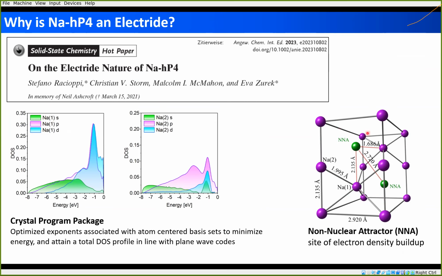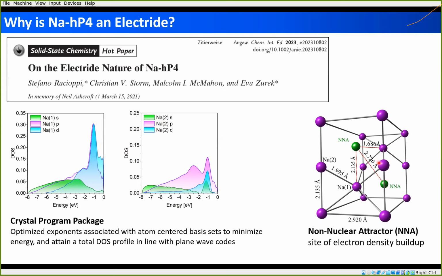Okay, so here we show the sodium HP4 structure in a bit of a projection view, and these purple dots are the sodium atoms, and these little green dots are, well, one can calculate, sites where you have non-nuclear attractors, but they're also sites where you have the buildup of the electron density localized in these states. And this is why the sodium HP4 would be considered an electride. Here you have kind of anions that would be centered around these positions that are electrons, and then you have the sodium plus cores as the cations.